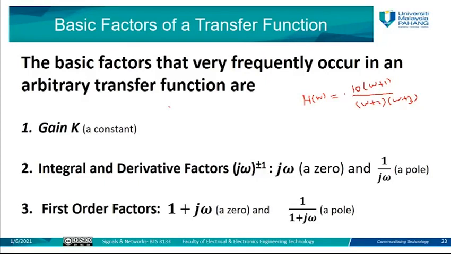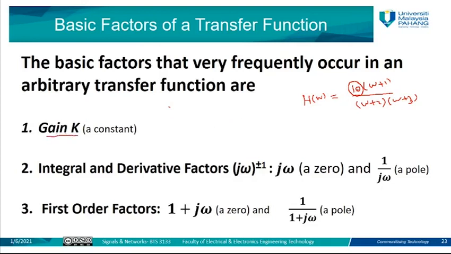This transfer function, for example, consists of zeros and poles, and it also has a gain. When we say the gain, it represents the value of the constant number here, the magnitude of our transfer function. It can be 10, 5, 3, whatever number, without any omega or s. This represents the gain of the transfer function. Usually we call it the gain K. So this is the first part.